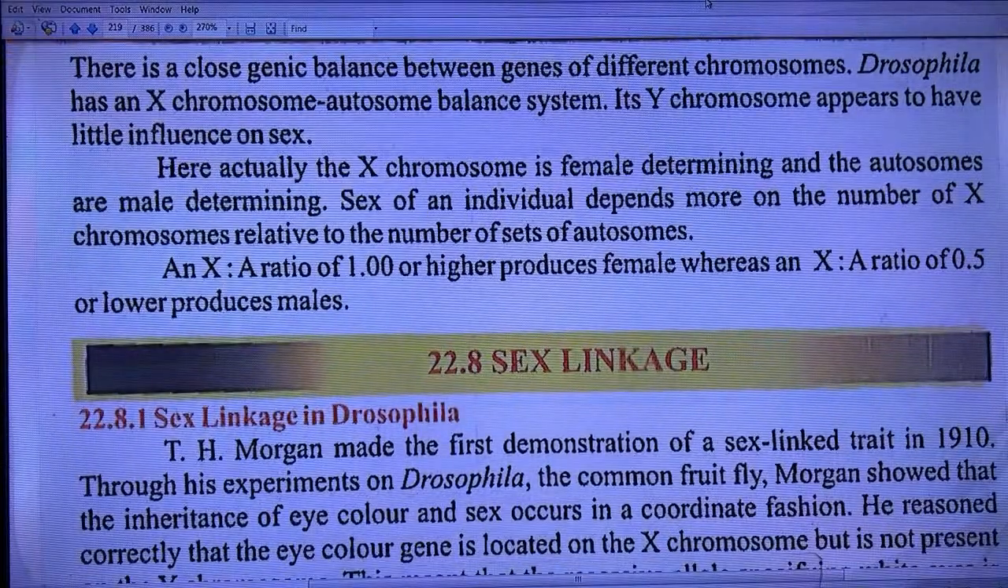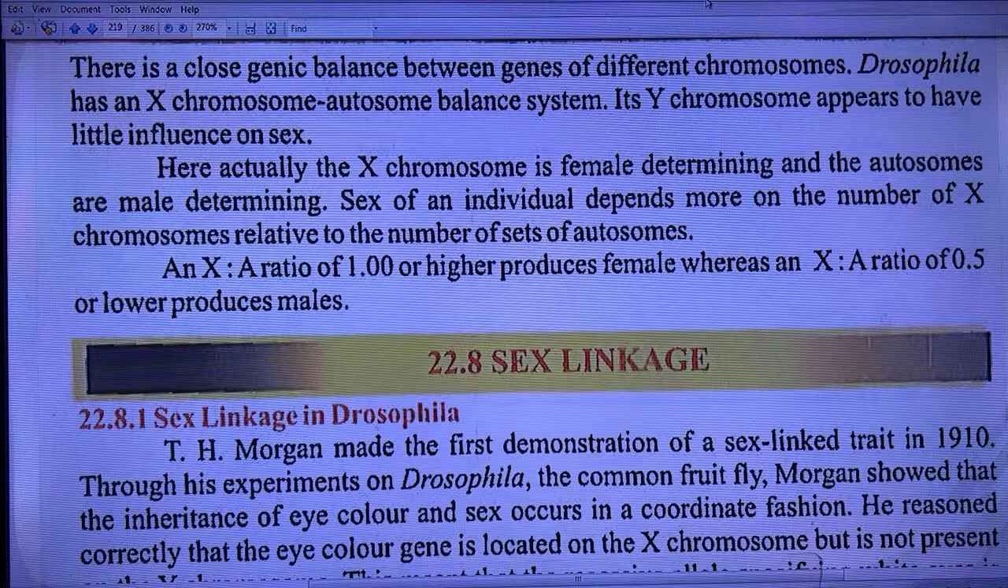There is close genetic balance between genes of different chromosomes. Drosophila has an X chromosome, autosome balance system. Its Y chromosome appears to have little influence on sex. Here, actually, the X chromosome is female determining and autosomes are male determining. Sex of an individual depends more on the number of X chromosomes relative to the number of sets of autosomes.